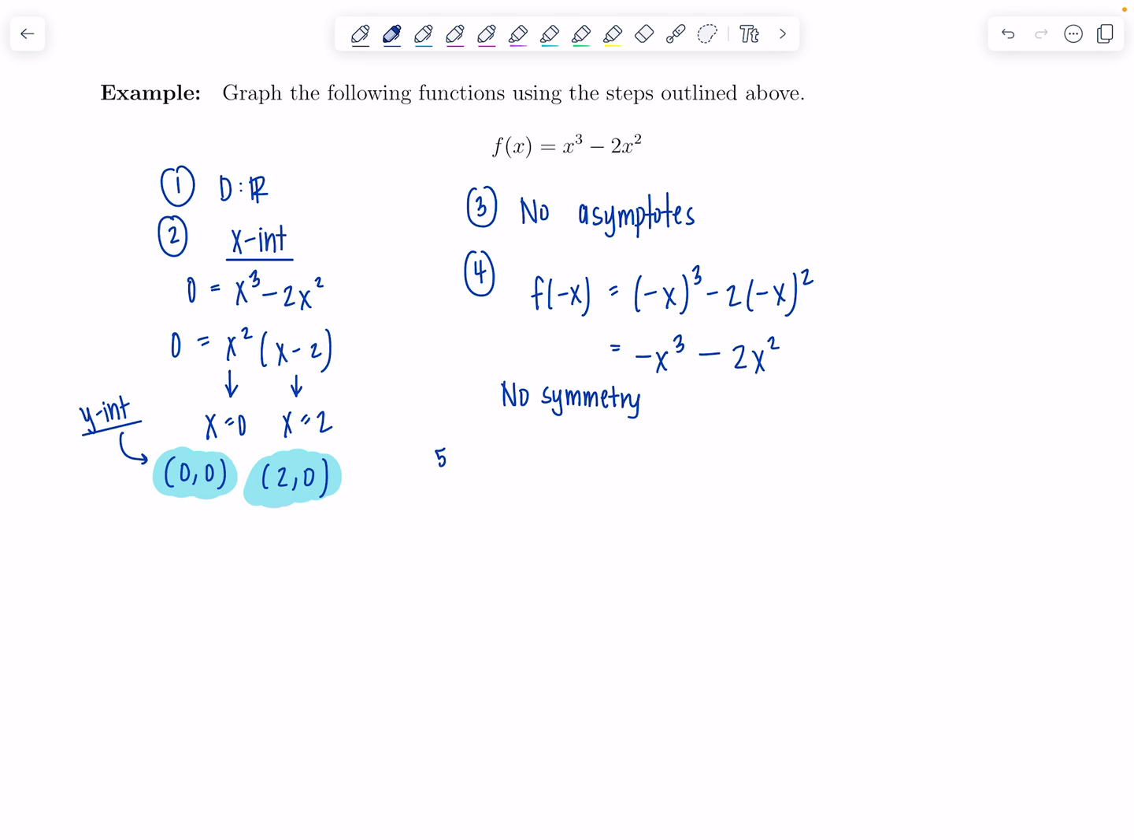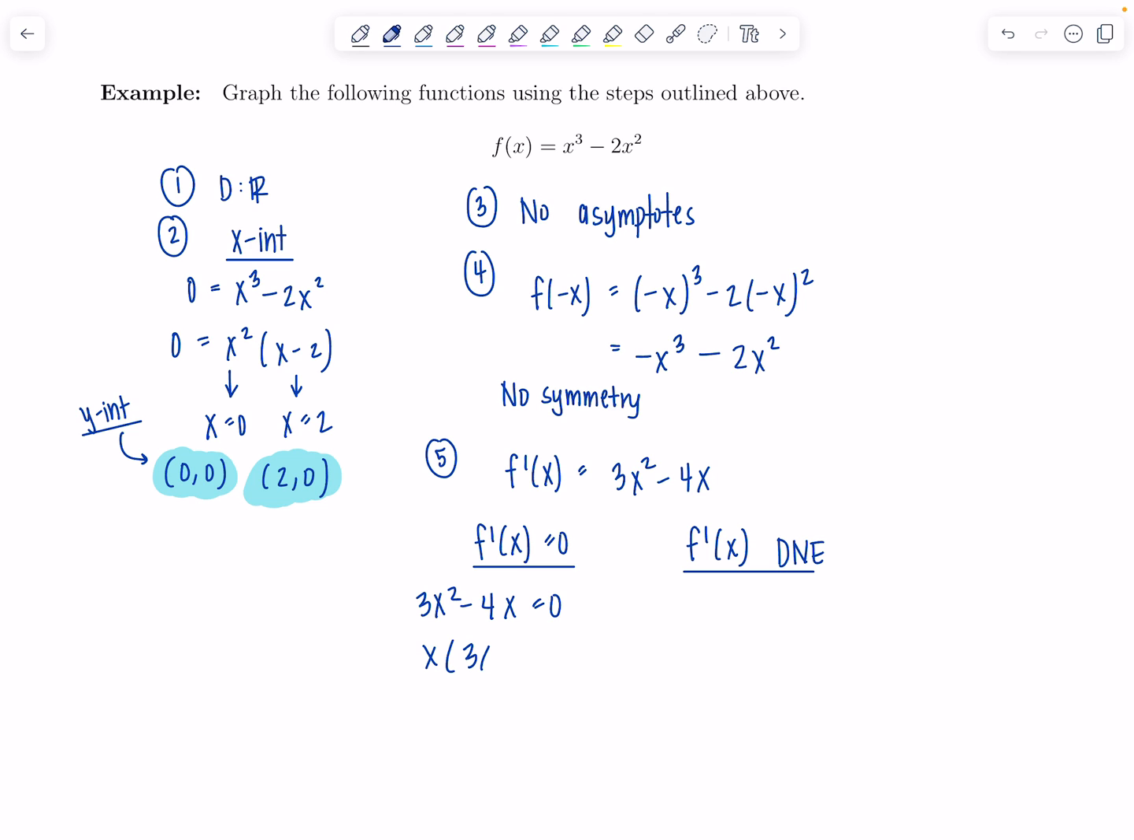So in order to do that, let's take a derivative. F prime of x is going to be 3x squared minus 4x. And then we need our critical number. So I'm going to see where does f prime equal 0 and where f prime of x does not exist. So if I set the derivative equal to 0, I'm going to have 3x squared minus 4x is 0. I can take an x out, and then I just have 3x minus 4 left. So either x is 0 or x is 4/3.